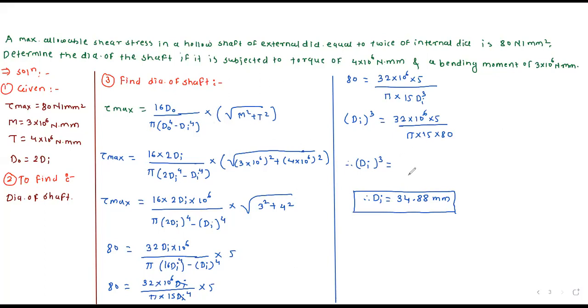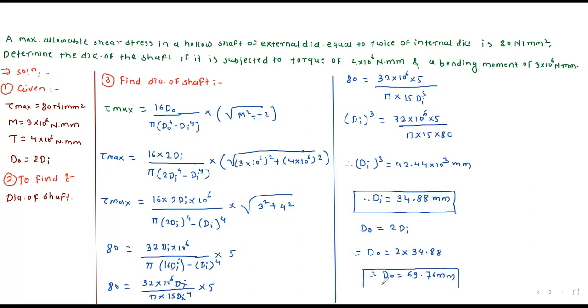Di cube is 42.44 into 10 raised to 3 mm cube, and then Di is equal to 34.88. So this is the internal diameter, and we have to find the external diameter. D naught is equal to 2 times the internal diameter. Therefore D naught is 2 into 34.88, so the external diameter is 69.76 mm. So this is the answer.